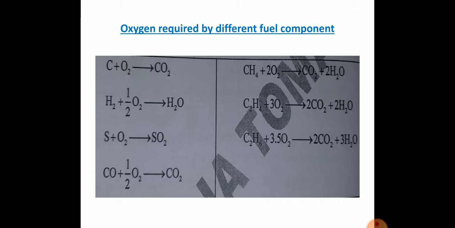Carbon forms carbon dioxide, hydrogen forms H2O, sulfur forms sulfur dioxide, carbon monoxide forms carbon dioxide, methane forms carbon dioxide and water molecule. Ethene and ethyne also form carbon dioxide and water molecule with different molar proportions.